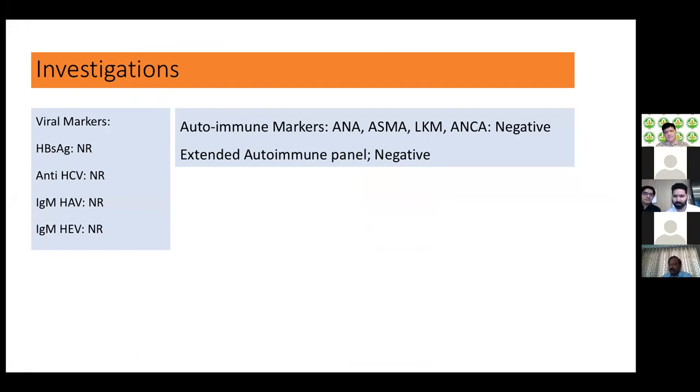Sir, because of the predominantly cholestatic symptoms, I would like to see any cross-sectional imaging, and also, because we had viral hepatitis with cholestasis as a possibility, any viral markers if available, sir. The viral markers are all negative, and the autoimmune markers are also negative. Even the extended panel was negative. What next? Sir, any cross-sectional imaging to rule out any overlap in this patient, sir?